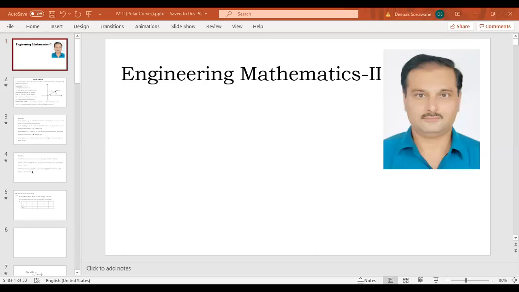Yesterday we started with curve tracing and we discussed Cartesian equations. Today we are going to discuss polar equations.